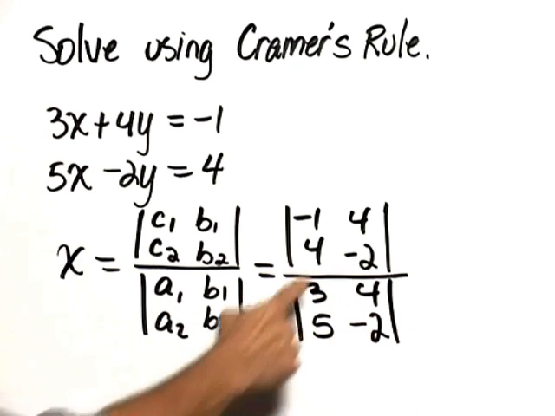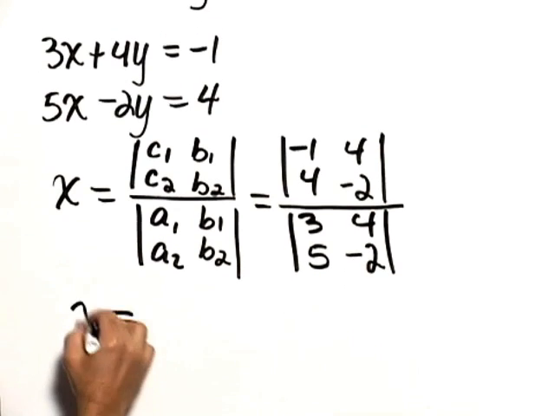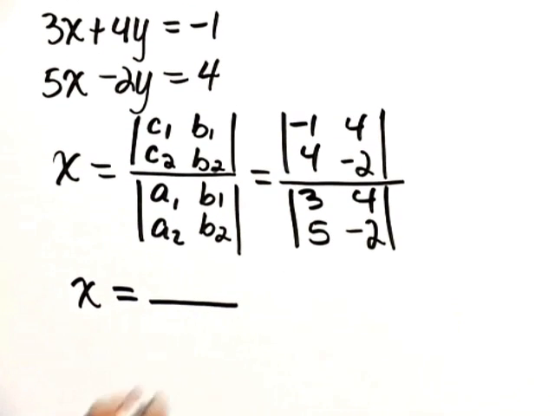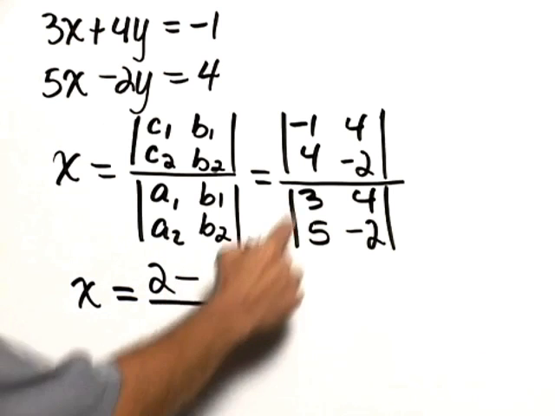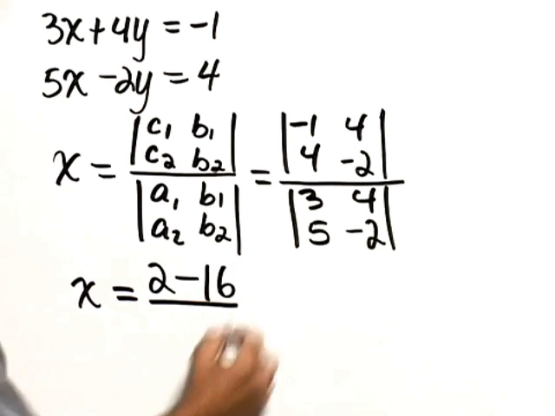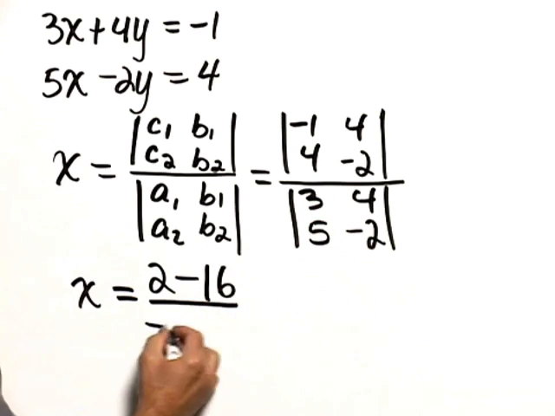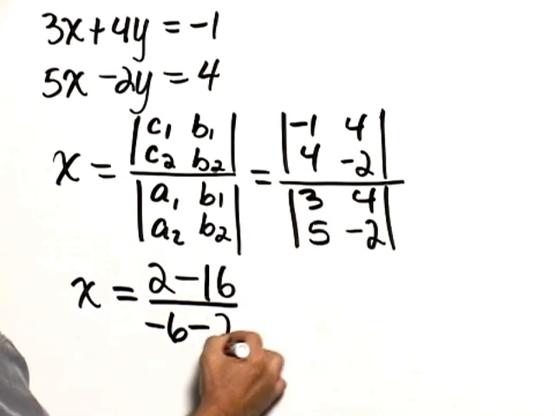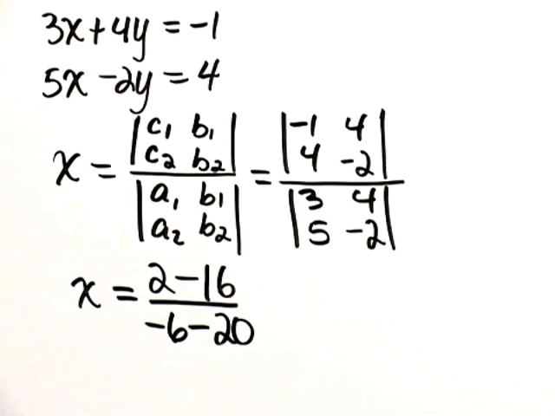Let's evaluate these two determinants. We have x is equal to negative 1 times negative 2 is positive 2, minus 4 times 4 is 16. And in the denominator, 3 times negative 2 is negative 6, minus 5 times 4 is 20.